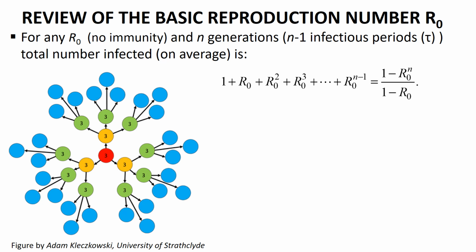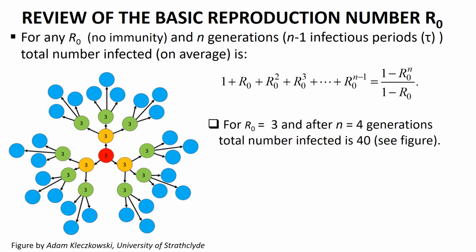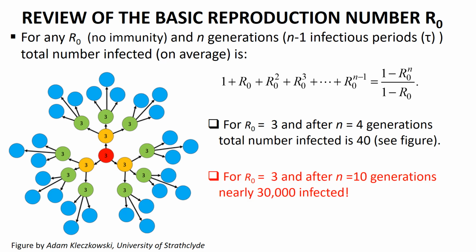So in total, the total number of people infected will be that equation on the right-hand side. And if we put in R0 equals 3, after 4 generations or 3 infectious periods, the total number infected will be 40. That is, add up all the circles on the left-hand side. If we put 10 generations, n equals 10, into that equation, we find it rises to 30,000. And that's this exponential increase that really is so frightening.